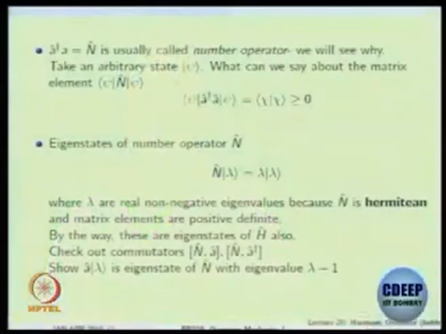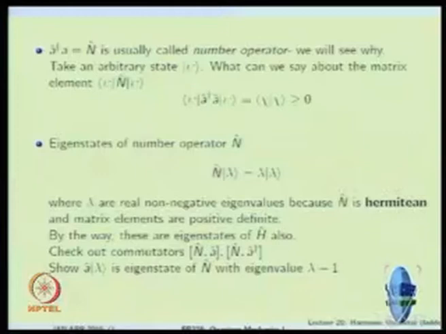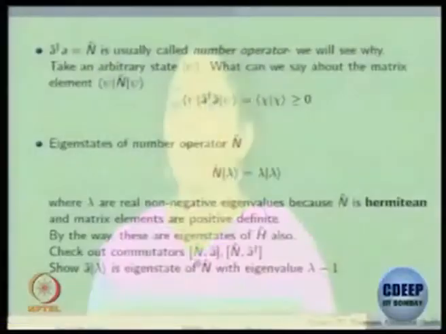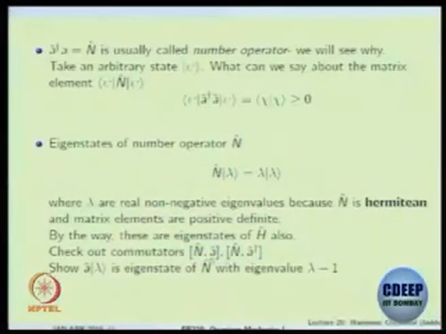We need to find how these ladder operators, A operator and A dagger, act on eigenstates of the number operator. That's the first thing we will do as a curiosity test. Let's do that. To do that, we may need to know the commutators between the number operator and the ladder operators. Let's first do these commutators.